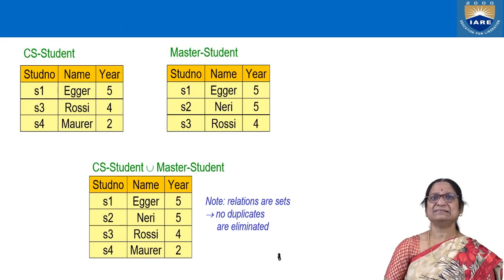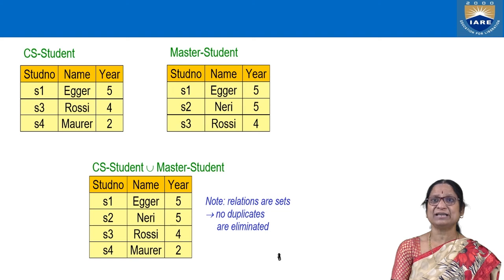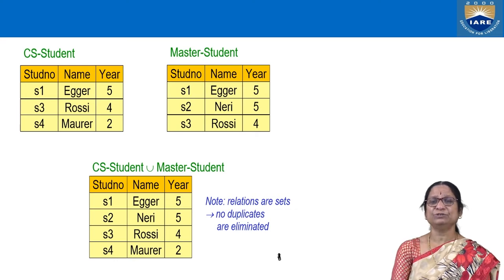For example, CS student and master student. Both, you observe, have student number, name, year. Here also student number, name, year are there. The number of attributes is 3 in both cases, and compatibility also holds good. Then I may apply this union operator between these two relations: CS student union master student.